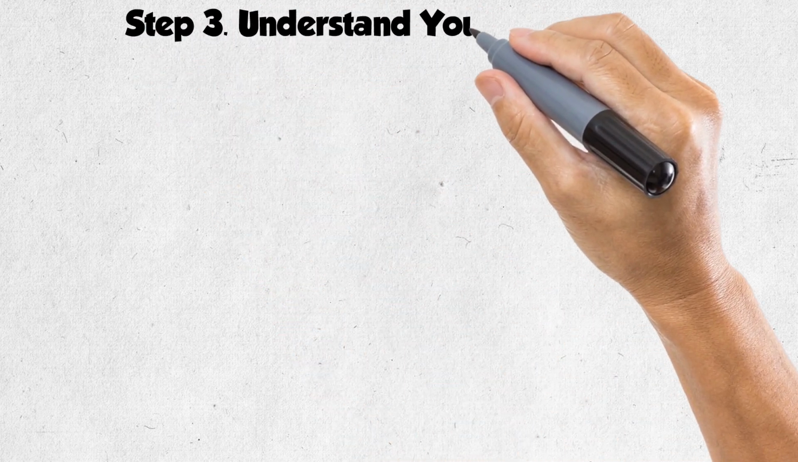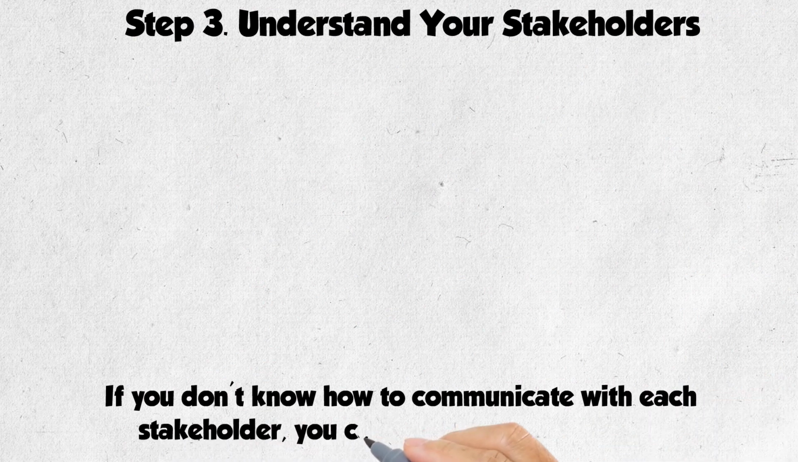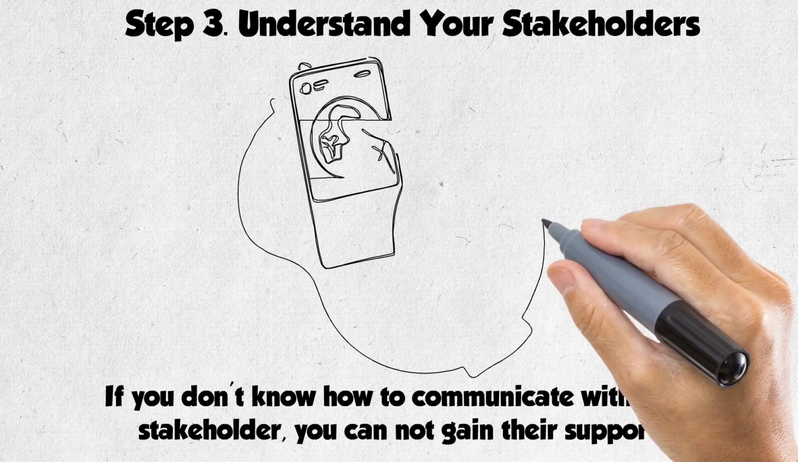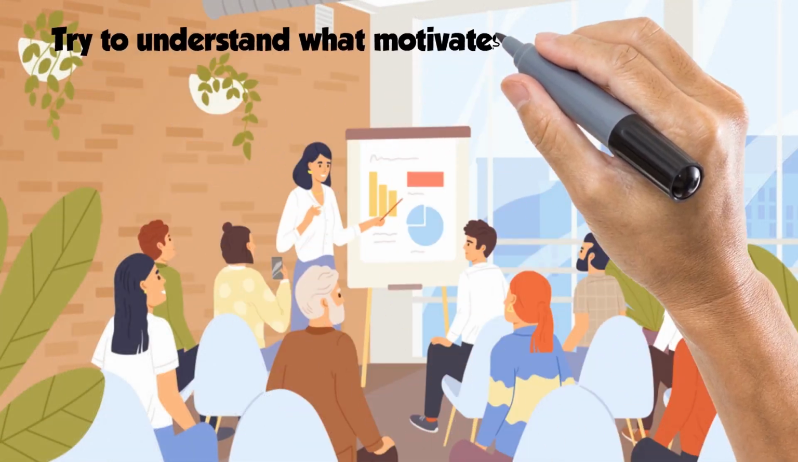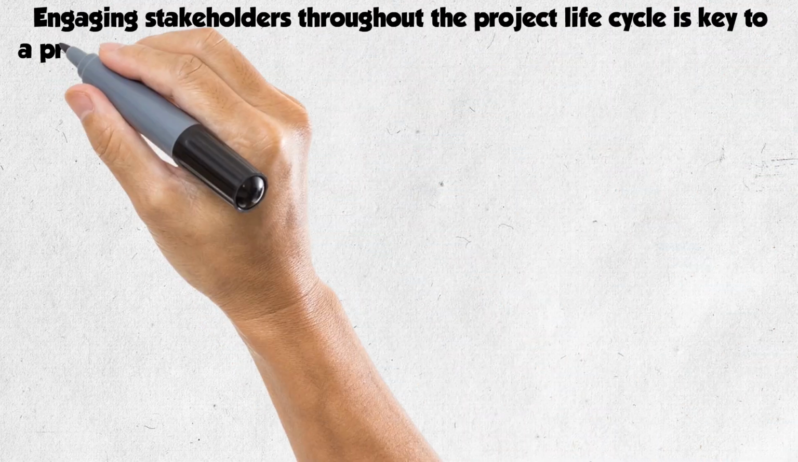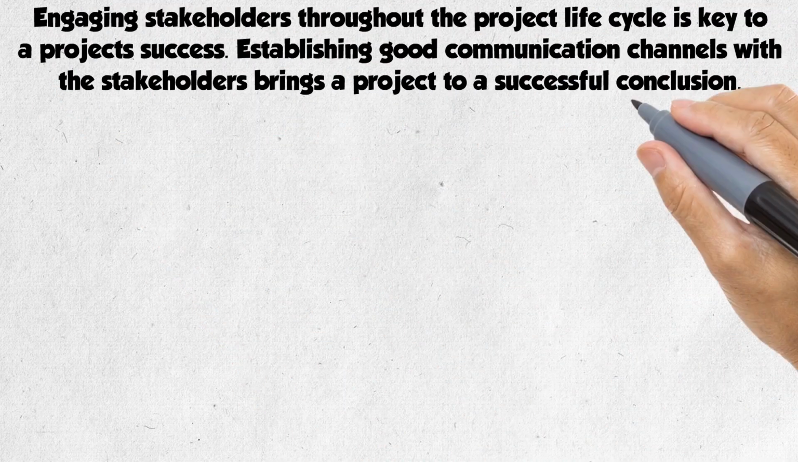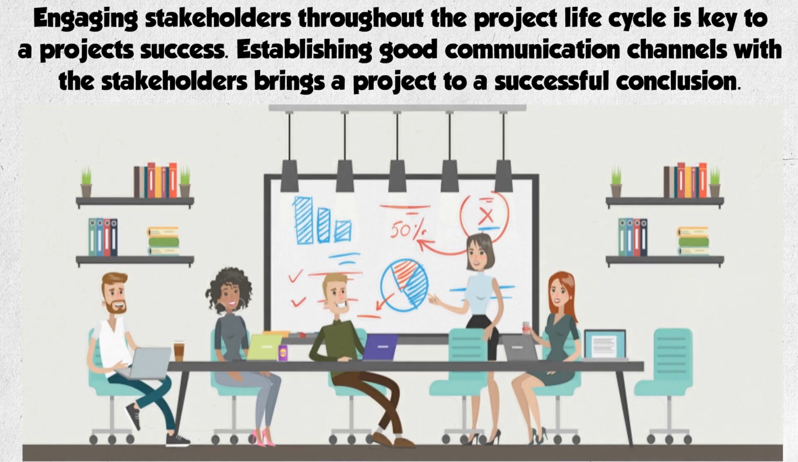Step 3. Understand your stakeholders. If you don't know how to communicate with each stakeholder, you cannot gain their support. Try to understand what motivates them and how you can change their negative insights on your project. Engaging stakeholders throughout the project life cycle is key to a project's success. Establishing good communication channels with the stakeholders brings a project to a successful conclusion.